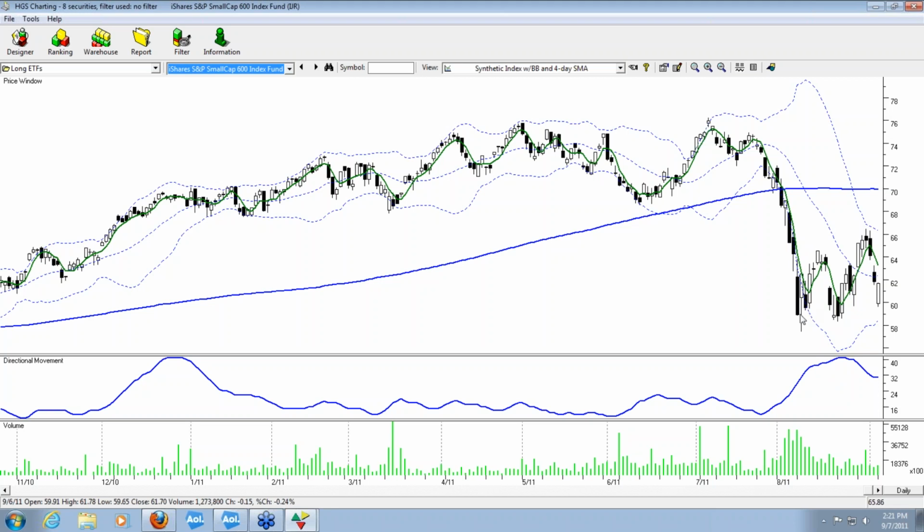Did I want to go long? Well, I hugged the lower Bollinger Band. I closed above the 4-day SMA. ADX is below 15. Yes, you could have gone long there. Where would you have gotten out?